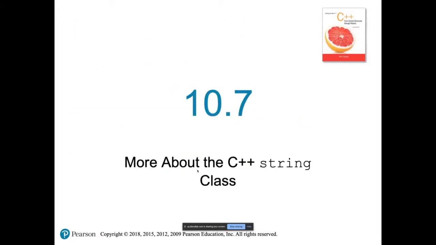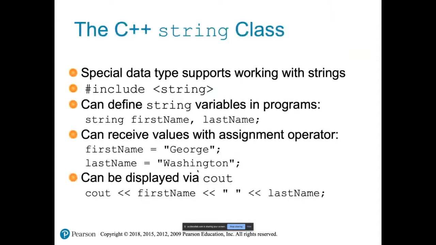More about C++ strings. We just talked about C-style strings. Now we're going to review what we talked about with C strings before. So include string. You're going to use string. Make sure you use a preprocessor directive. Here's how you define it. Nothing has changed since we covered this in chapters 2 and 3.